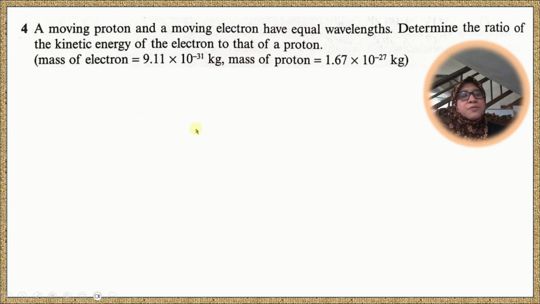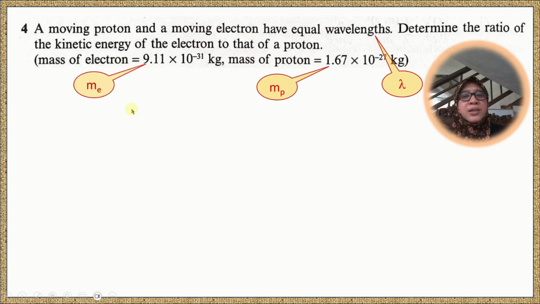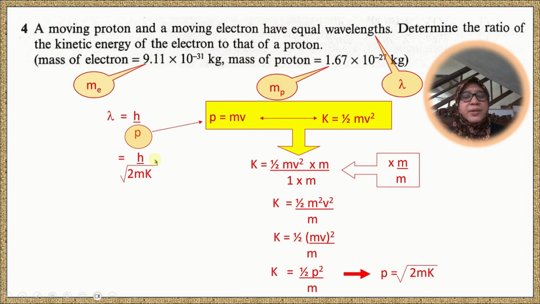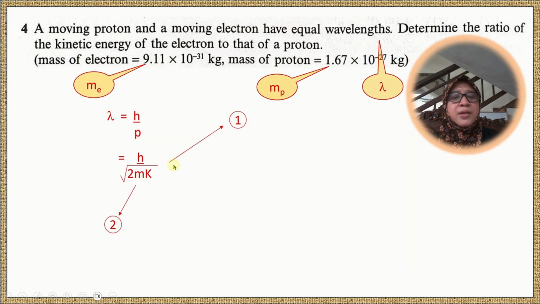Okay, now question 4. A moving proton and a moving electron have equal wavelengths. Determine the ratio of the kinetic energy of the electron to that of a proton. So the mass of the electron is given and the mass of the proton is also given. Okay, so we use the de Broglie wavelength and combine the momentum and the kinetic energy. So from this equation, we divide.